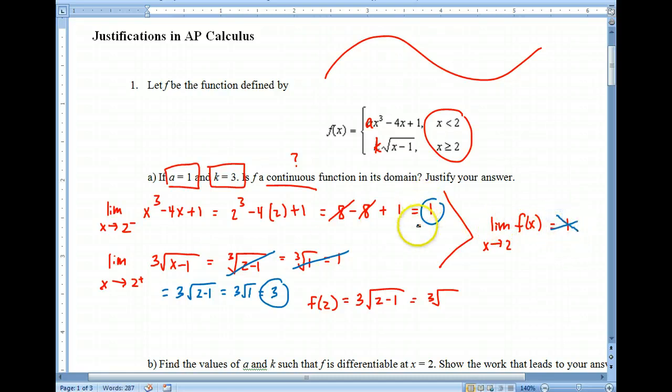When the two limits don't match up, what do we write? That limit does not exist. So that means that this is not continuous.